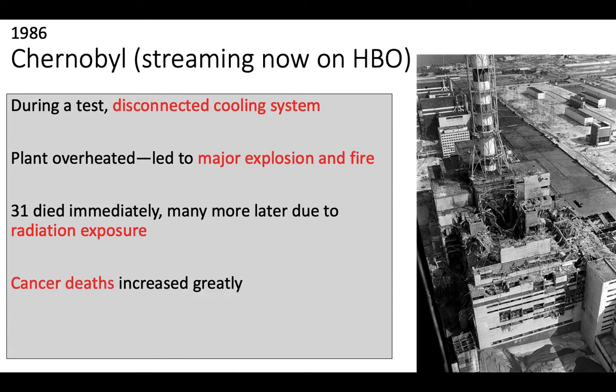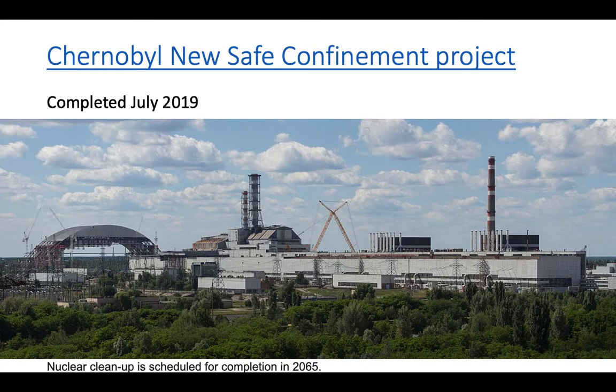Cancer deaths increased substantially. The winds blew radiation all over the area, contaminating crops and milk, and the area has been uninhabitable ever since. They are working on a confinement project that was just completed a couple years ago. They basically built this giant structure that they rolled over on top of the facility here. This is the nuclear plant, and this is the structure they built.